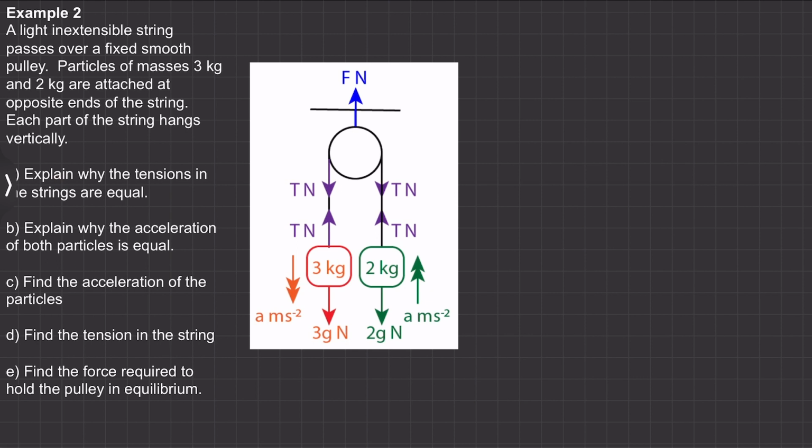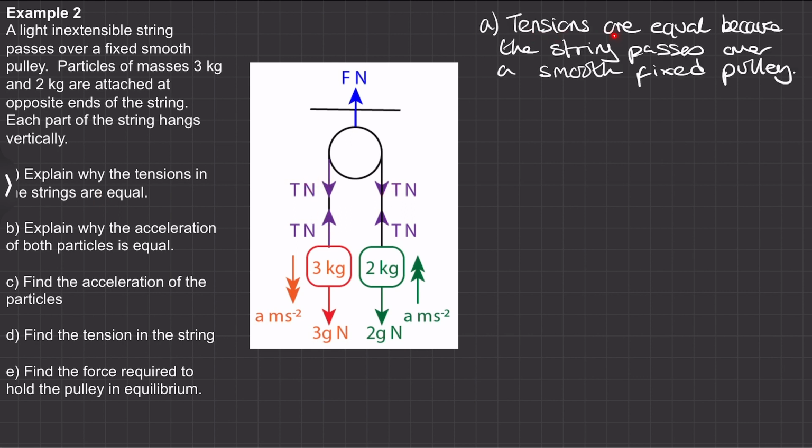So for question A, we've been asked to explain whether the tensions in the strings are equal. So are these tensions equal? So the tensions are equal because the string passes over a smooth fixed pulley. So if we had resistance acting one way or another, these tensions would not be equal.